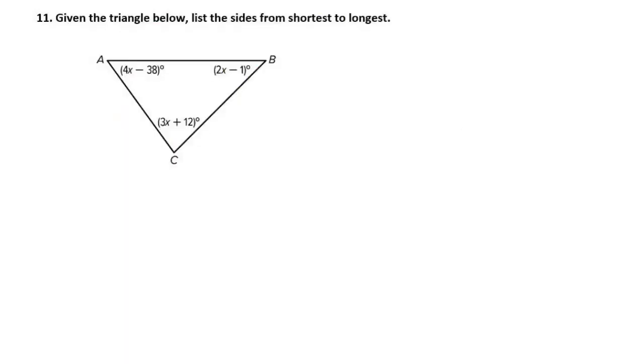Given the triangle below, list the sides from shortest to longest. Well, this would be a piece of cake if I knew how big those angles were, because we know that the biggest side is across from the biggest angle, and the shortest side is across from the shortest angle or smallest angle. Do I have a way of figuring out how big these angles are?